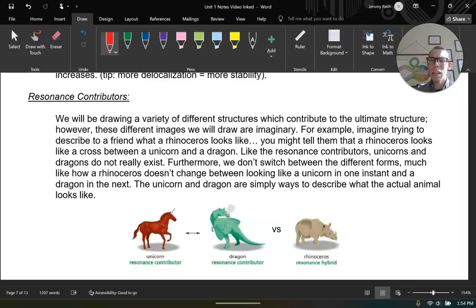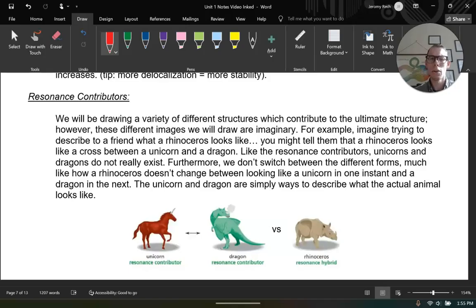However, all of these different images we're going to draw are kind of just figments of our imagination. They don't actually physically exist in the sense that you might think. To provide an analogy, if I asked you to describe what a rhinoceros looks like, you might say, hey, it's a cross between a unicorn and a dragon. That can help people figure out what it might look like. I think unicorn, okay, a horn. I can see how that gets me to a rhinoceros.